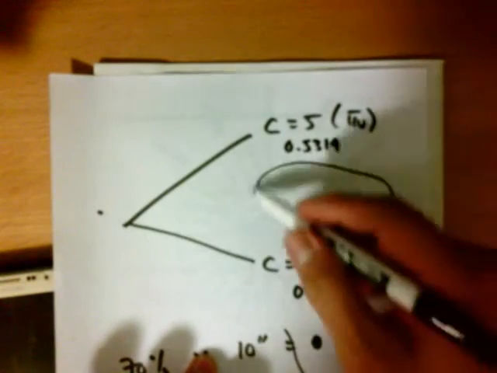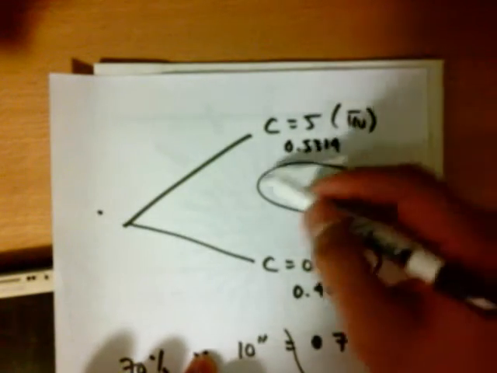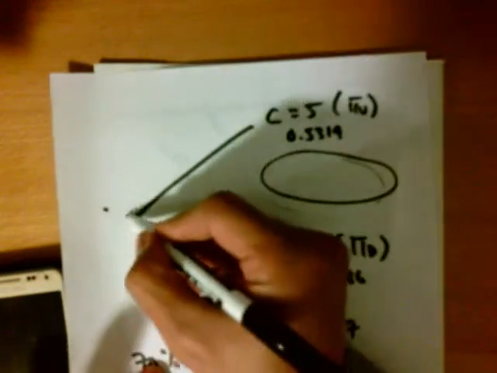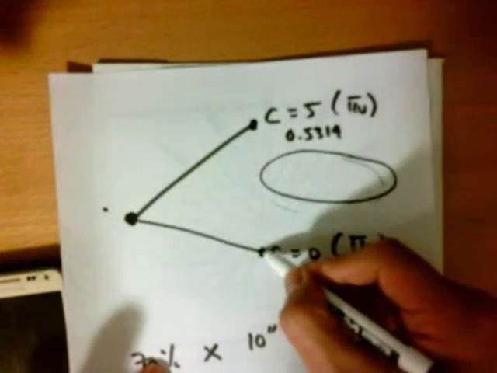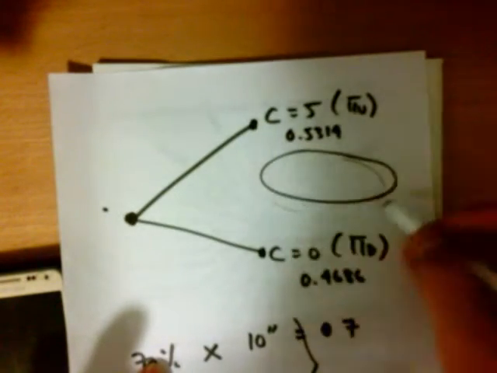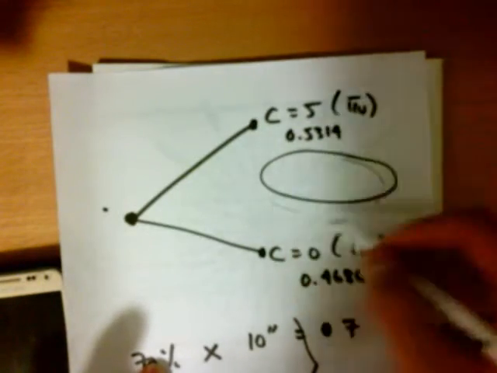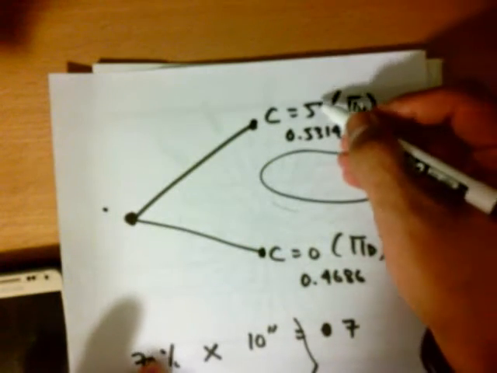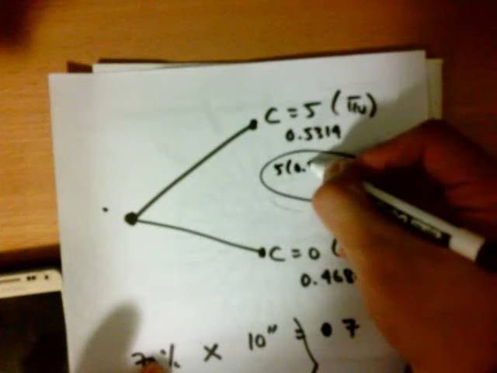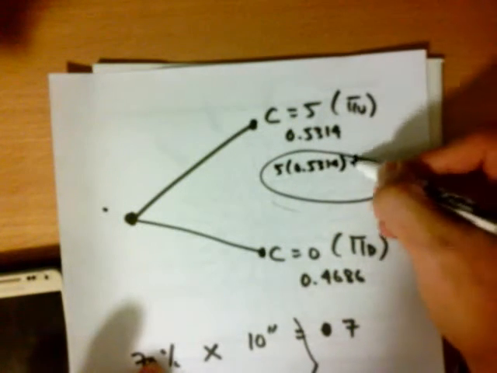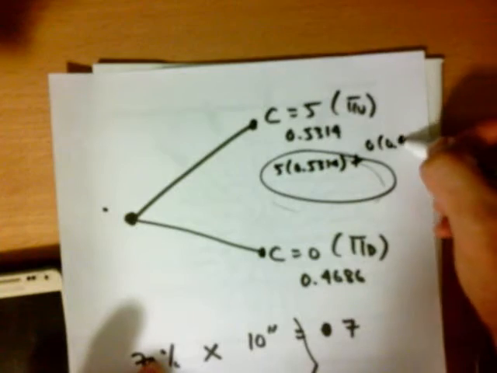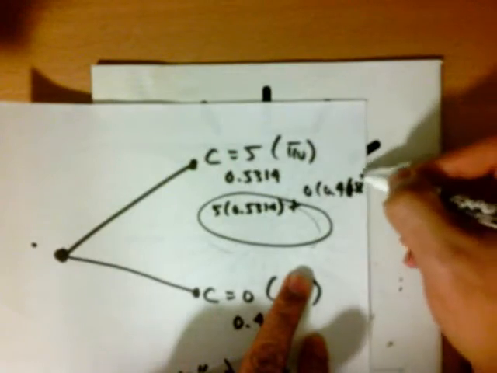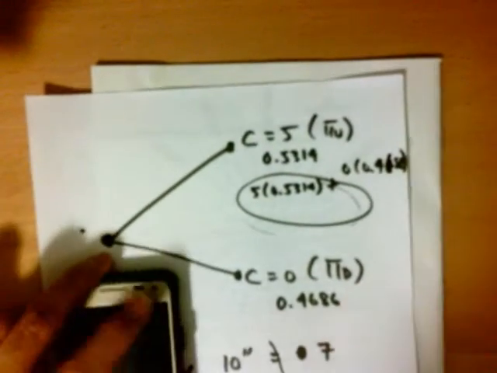So what is the expected value of the call option 1 period from today? Remember that this is today, this is year 1, or 1 period from now. What is the expected value of the call option 1 period from now? Well, you just multiply 5 times 0.5314 plus 0 times 0.4686. Okay?